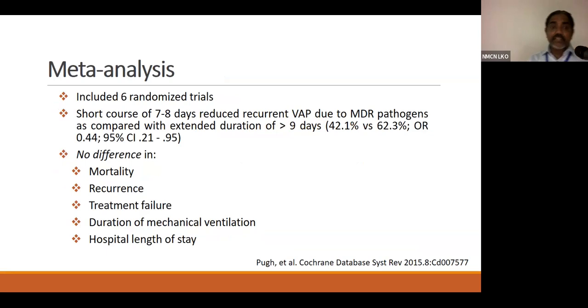A meta-analysis recently done also showed that a 7 to 8 day course for ventilator-associated pneumonia or hospital pneumonia was as good as the prolonged courses of more than 9 days, with no difference in mortality, recurrence, treatment failure, duration of mechanical ventilation, and hospital length of stay.